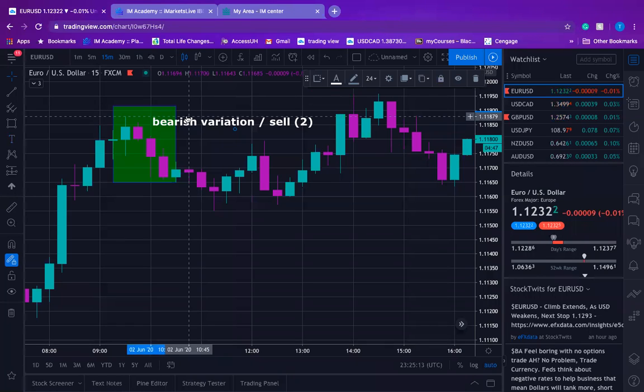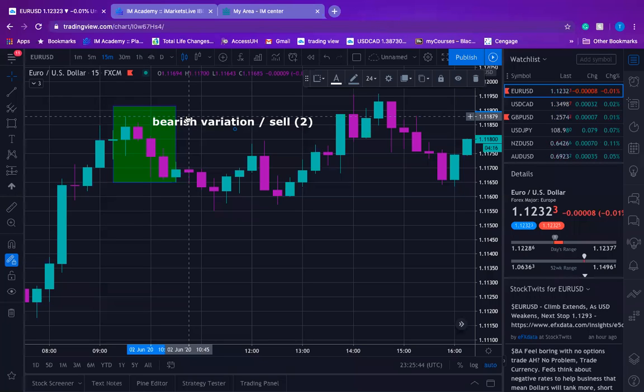It takes multiple red candlesticks to engulf one green or blue candlestick. If you want a metaphor, it takes multiple bears to eat one big fish. Bearish means it's going down, sell. Bullish means it's going up, buy. Bearish is for sells, bullish is for buys.